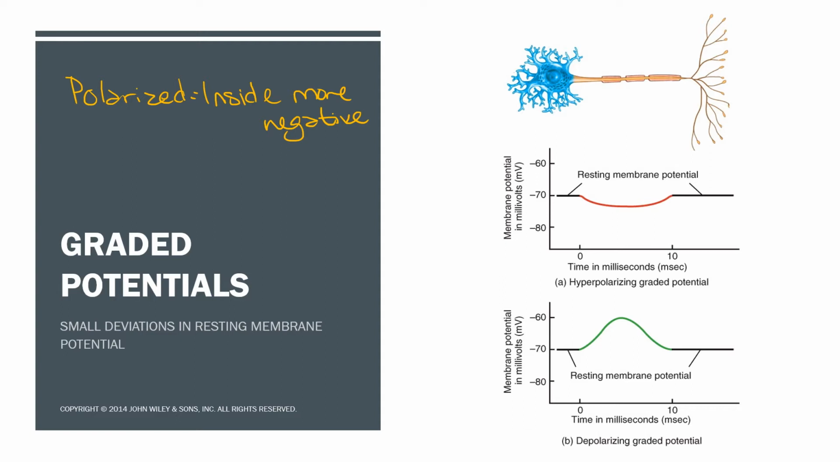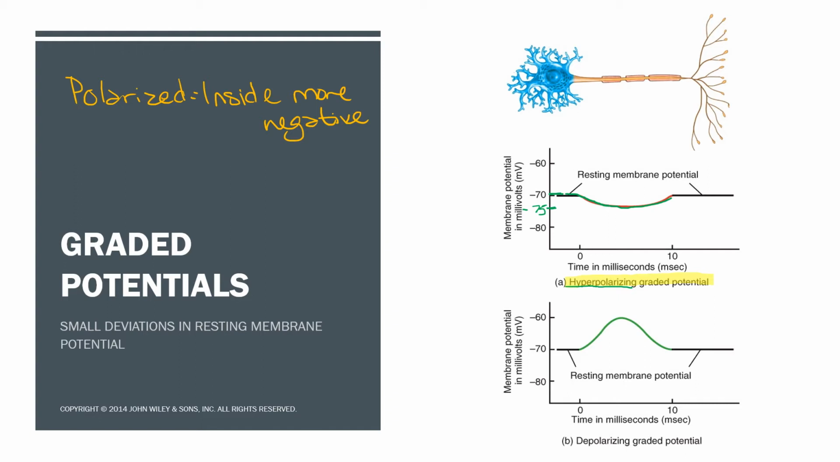So when the response of the membrane makes it more polarized, this is termed a hyperpolarizing graded potential. As you can see here on this little graph, we start here at -70, and we're going to have a response in the cell that causes the membrane potential to go a little bit more negative, maybe about -75. So that's going to be hyperpolarizing, or more polarizing.